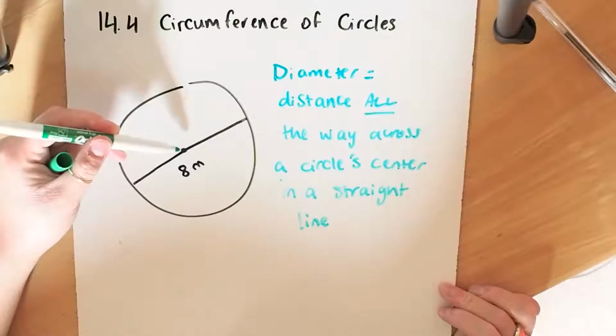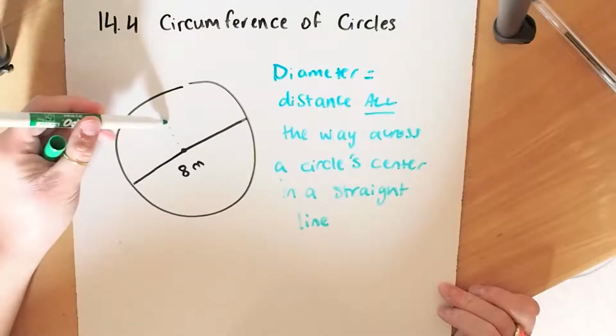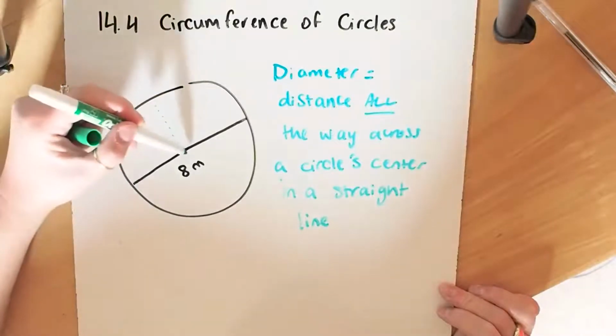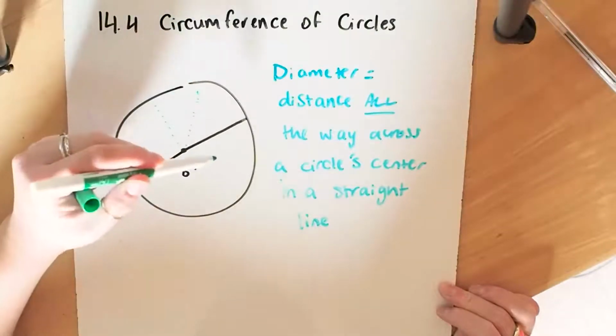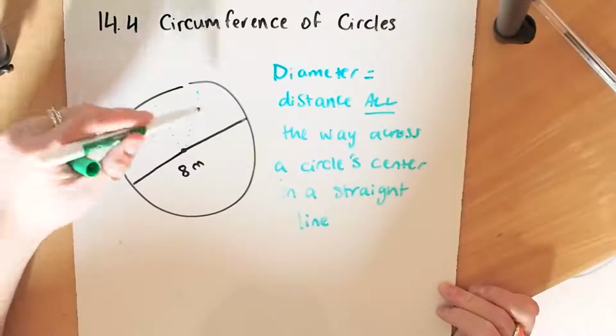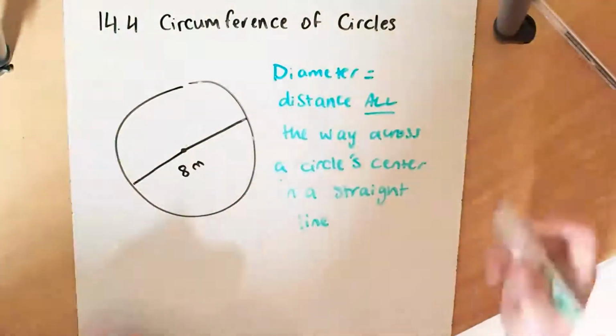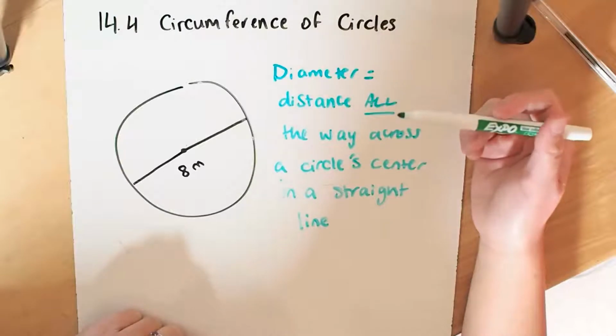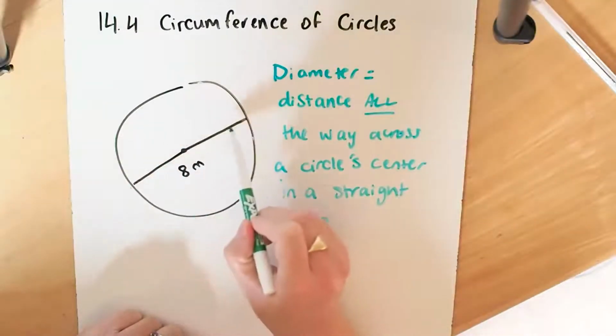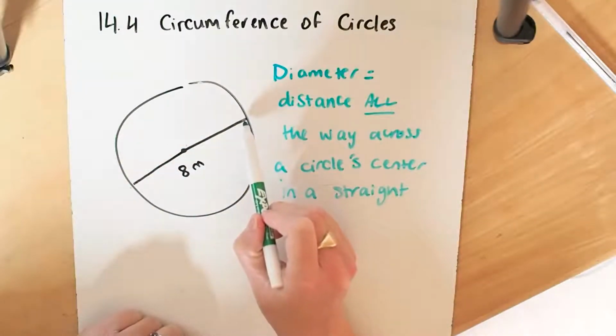If I were to extend a straight line all the way across the circle in any direction, it would be the same length, assuming that I actually drew it as a perfect circle and not really squished. The diameter of the circle is the distance all the way across the circle through the center in a straight line. So from here to here in a perfectly straight line is the diameter.